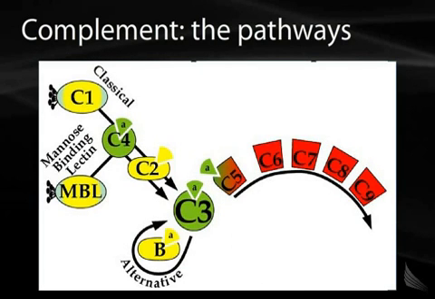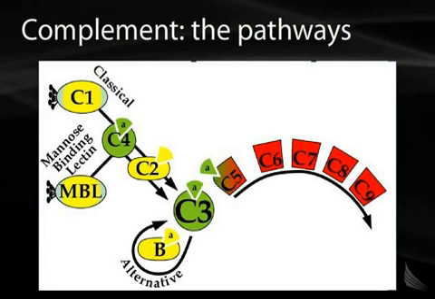All right, here we have a good overview slide of the 3 pathways and how they come together. Remember we said that at the end they all merge, and we can see that very distinctly here on the right side of the slide. From C5 on, they're all the same. Classical, MBL, alternative, they're all the same. The difference is how they get started.